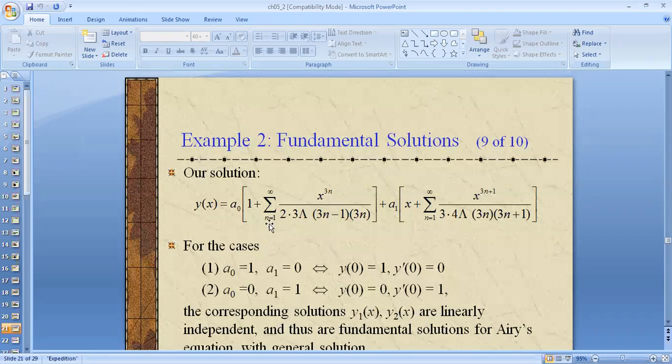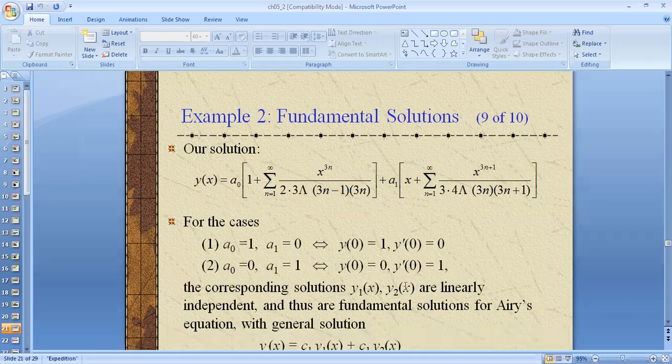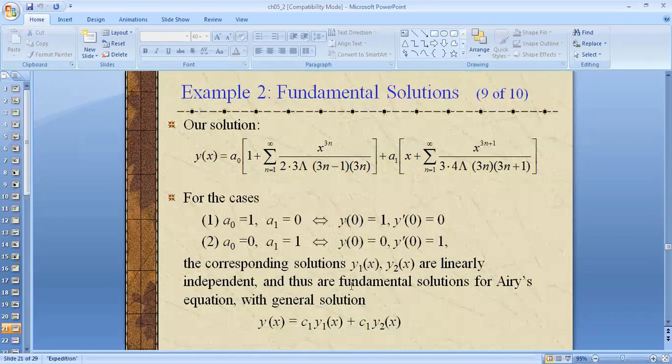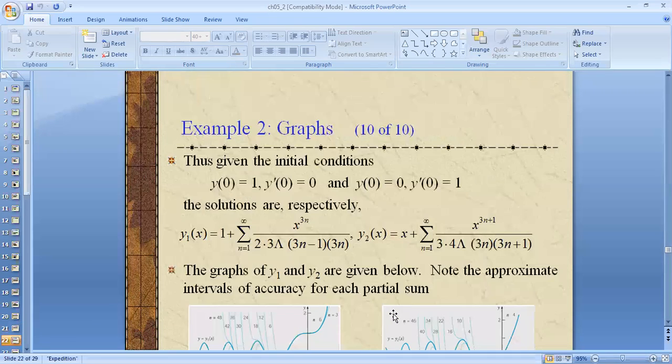So our solution was this, and for these cases we get the first derivative. This is the initial value problem. The corresponding solutions y1, y2 are linearly independent, and thus they are the fundamental solutions of the Airy equation. The general solution we can write as y(x) equals c1 y1(x) plus c2 y2(x).